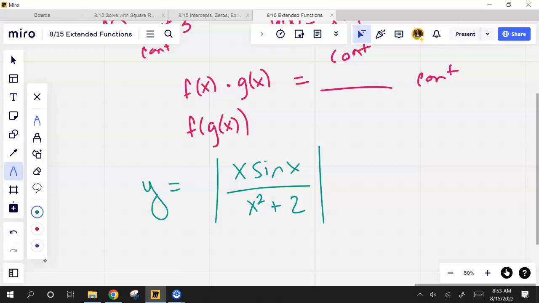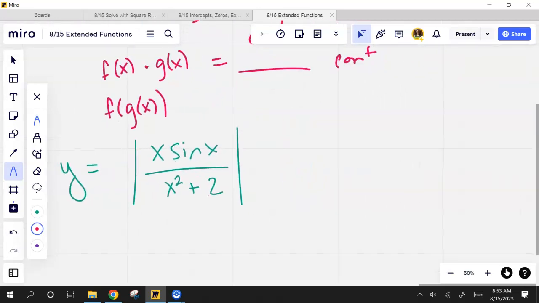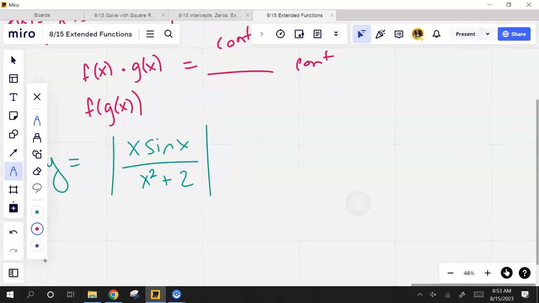Well, the point here is that I could look at this as saying, okay, let's let f of x be x sine x over x squared plus 2. I know that that's a continuous function, right? The only problem that I might have might come in the denominator being equal to 0.